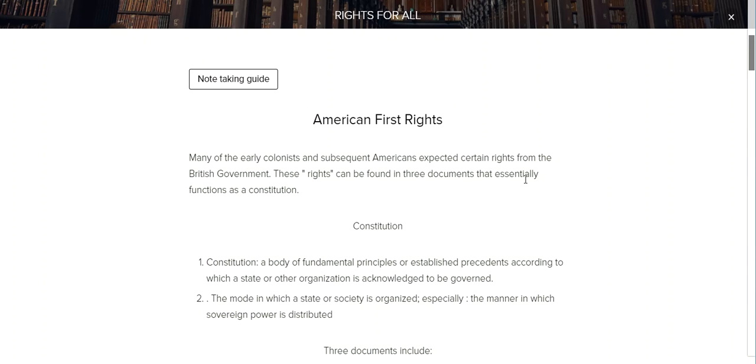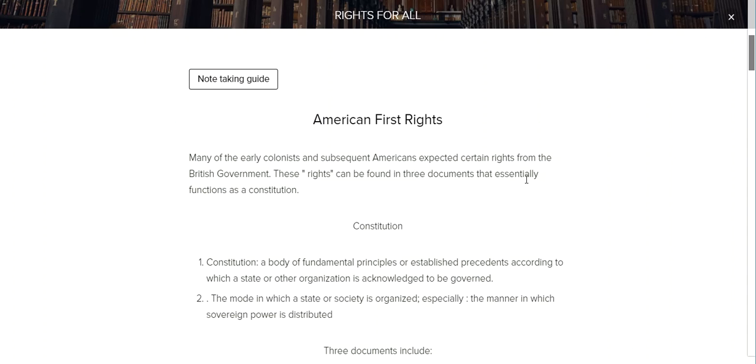So many of these early documents essentially are going to form a constitution. You might be wondering, what is a constitution? You've probably heard the phrase, the U.S. Constitution, but what is it exactly? Well, according to Merriam-Webster, it can be defined as, well, two of the definitions fit here. One would be a body of fundamental principles or established precedents according to which a state or other organization is acknowledged to be governed.